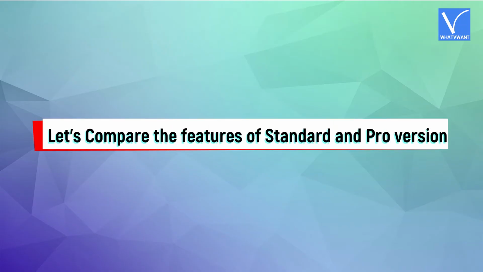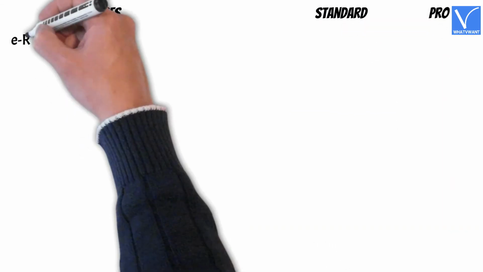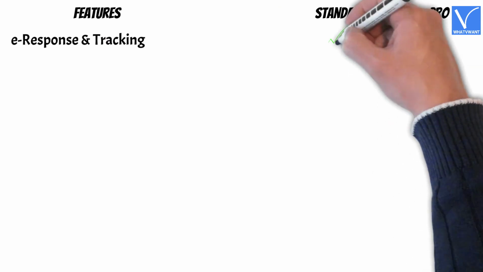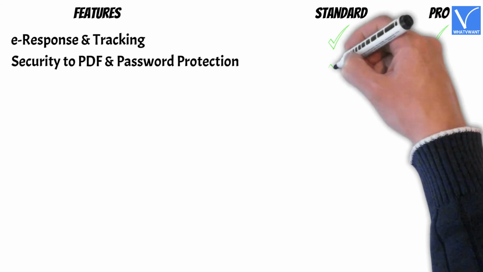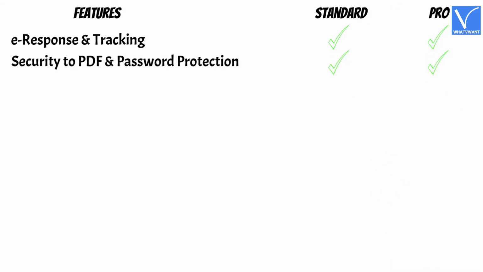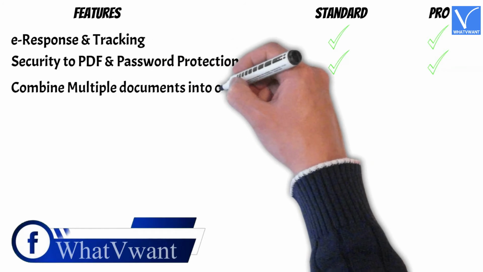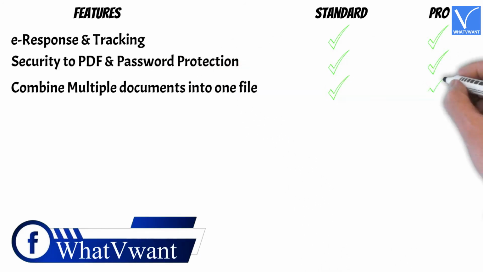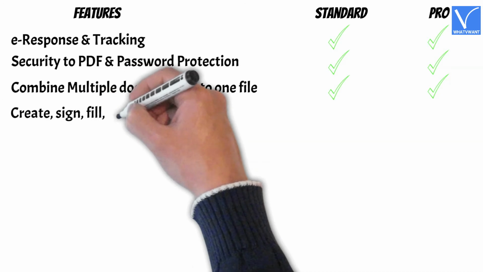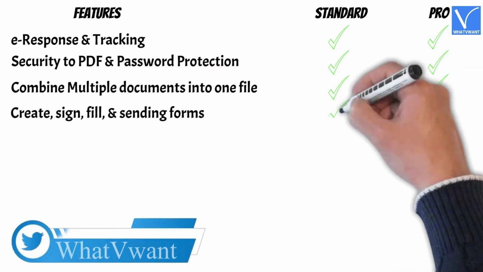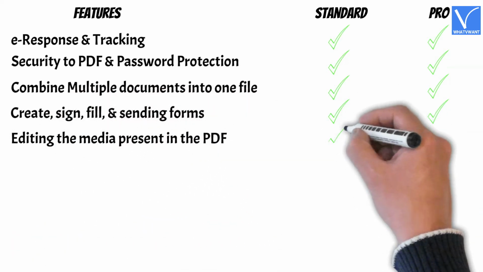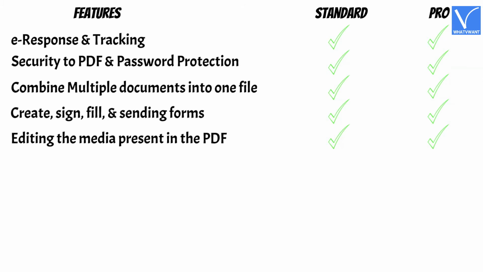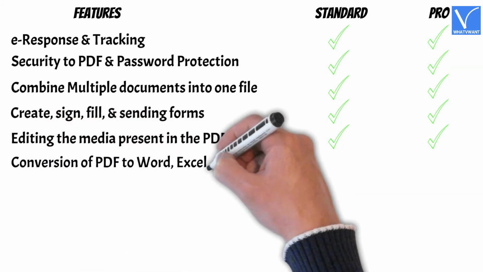Let's compare the features of Standard and Pro version. E-response and tracking. Security to PDF and password protection. Combine multiple documents into one file. Create, sign, fill, and sending forms. Editing the media present in the PDF. Conversion of PDF to Word, Excel, and PPT formats.